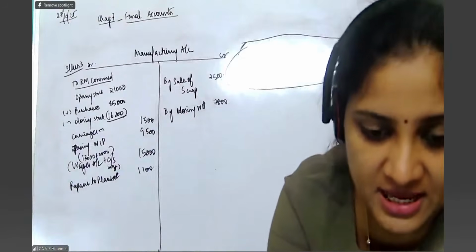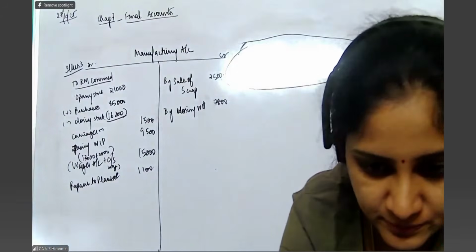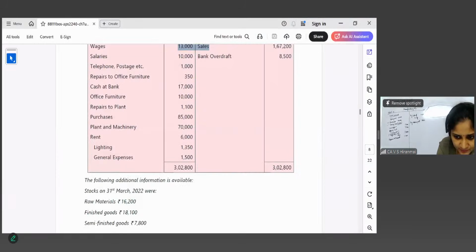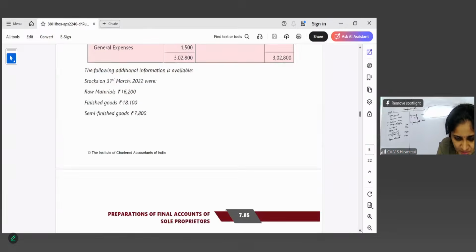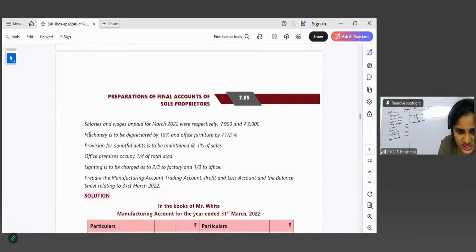Now please see the next adjustment. Machinery is to be depreciated by 10 percent. If I talk about machinery, it should go to the manufacturing account. I told you if they are manufacturing using the machinery, that depreciation should go there. Okay. Provision for doubtful debts. Okay. This will come in the P&L.